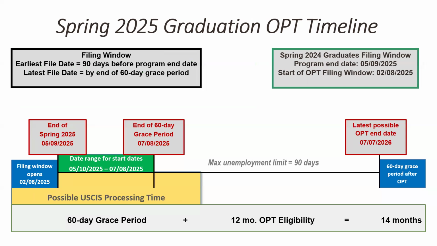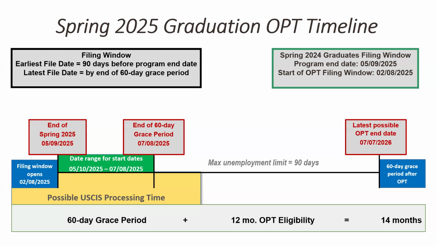Now, let's put some real dates in here to make a little bit more sense out of that. So let's say we have a student who is graduating on May 9, 2025. So their filing window opens 90 days before, so it would start on February 8th, and then it ends 60 days after, or July 8th. So you cannot file before February 8th in this case, and you cannot file after July 8th.